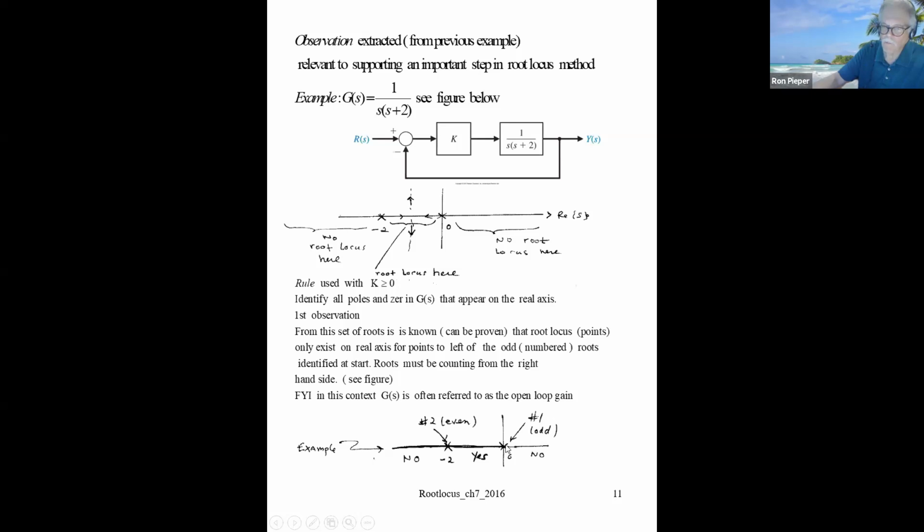Now, according to this technique, if you started counting the roots, in this case the roots of the characteristic equation, you would number, let's say if you started from the right going to the left, the first one on the real axis as number 1 and the second one as number 2.